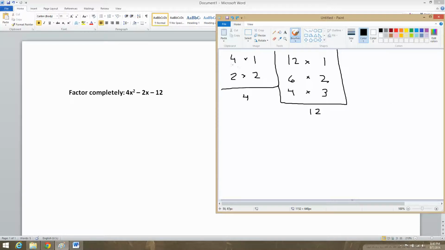So far we've gone through 1 and 4, and all these combinations, none of them worked. So next we're going to go to 2 and 2. And we're going to start over from there on the 12 list. So we can go 2 and 2 and 1 and 12. That's going to be wrong, because 2 times 12 is 24, minus 1 times 2, negative 2. 24 minus 2 is 22, and we're looking for negative 2.